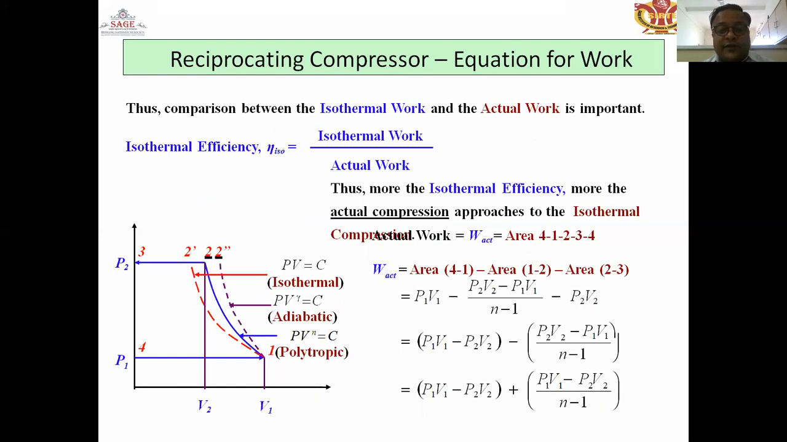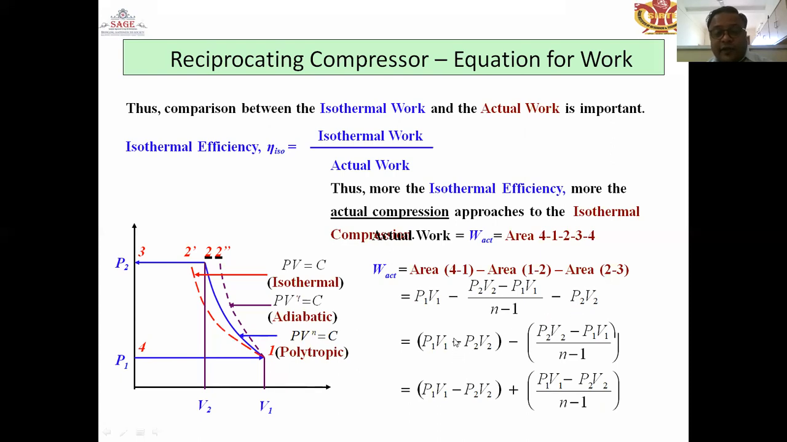So the isothermal work done, and the actual work done is area 4 1 2 3 4. Here the compression actual work done is area 4 1 minus area 1 2 minus area 2 3. This is the actual work done. The actual work done is P1 V1 suction minus the delivery, minus the compression. Because the compression requires power, and delivery is also negative work done because of the discharging of the air taking place.